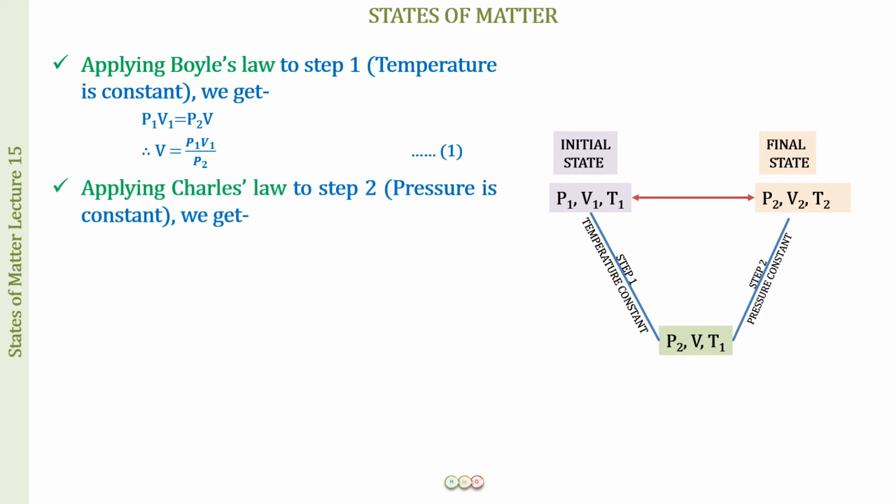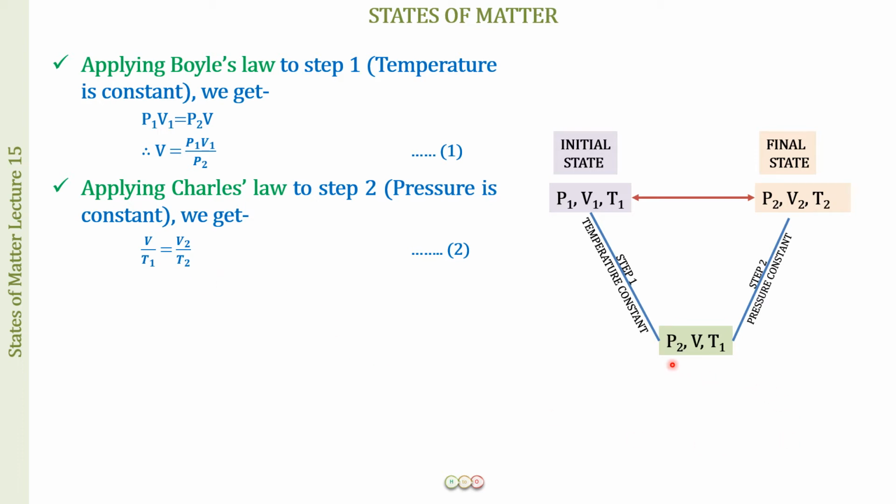Now in the second step, we are going to apply Charles's law, because here the pressure is constant. And when the pressure is constant for a fixed amount of gas, we apply Charles's law. Charles's law says that the volume is directly proportional to temperature. So we have V over T1 equal to V2 over T2.